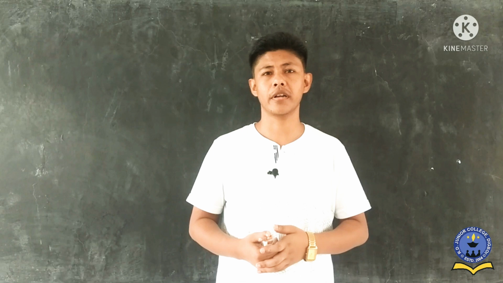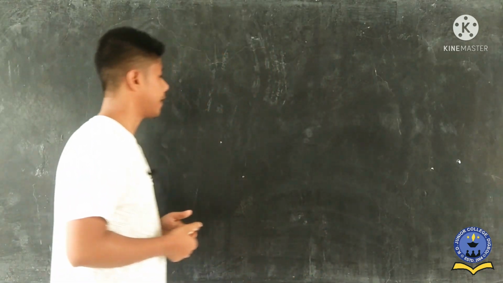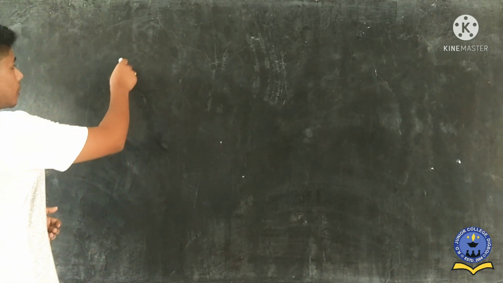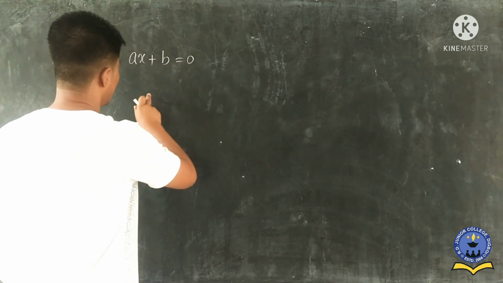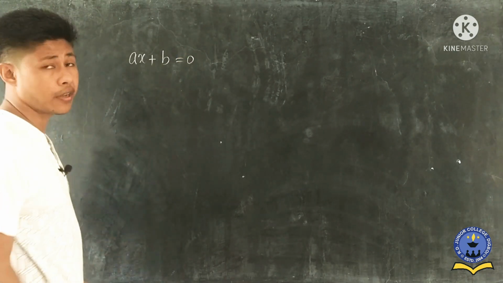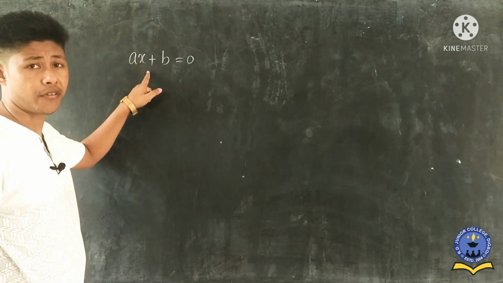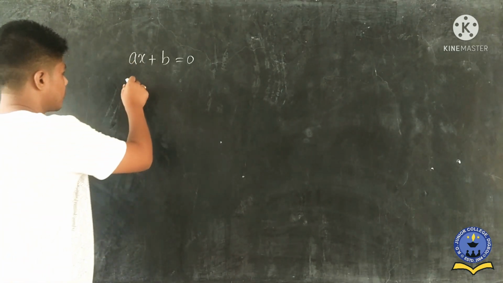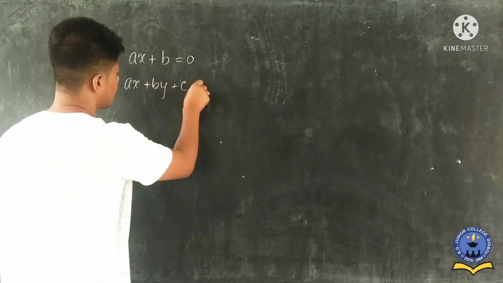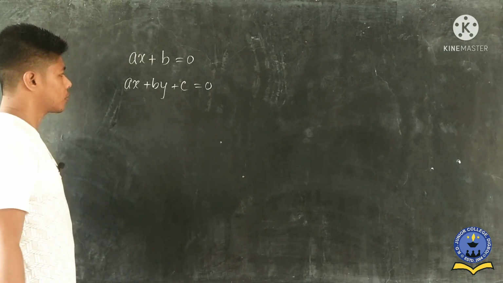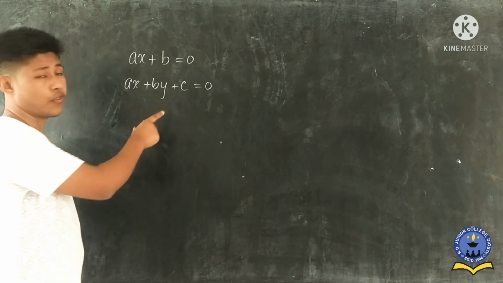Before we start complex numbers, let us recall some things. Suppose you consider an example, ax + b = 0. This type of equation we already got in class 9, is it not? This one is a linear equation in one variable. Another equation, ax + by + c = 0, we also got in class 9, which is a linear equation in two variables.